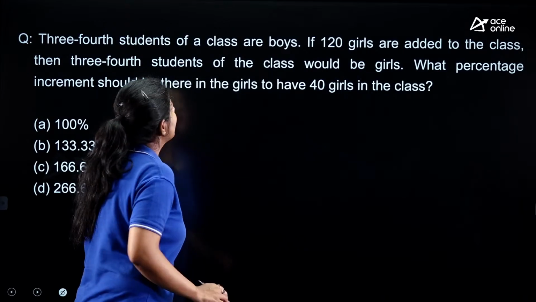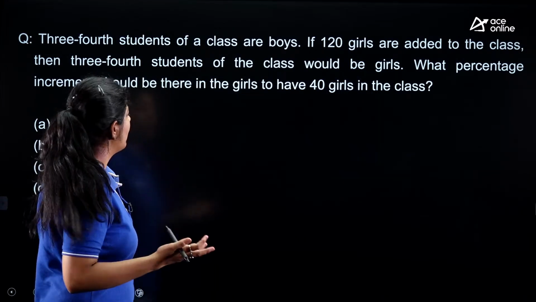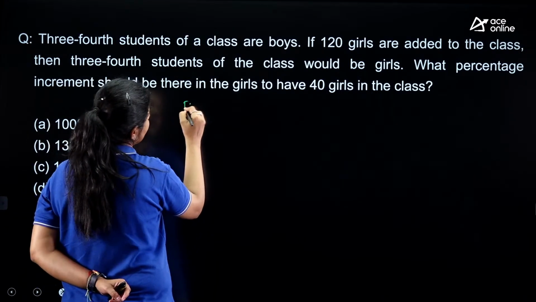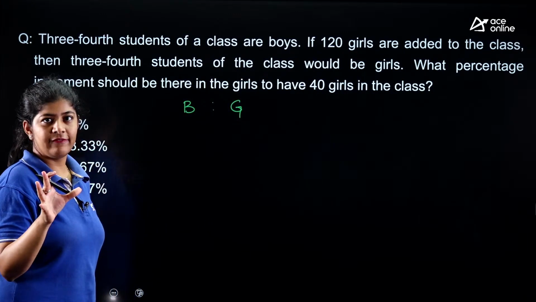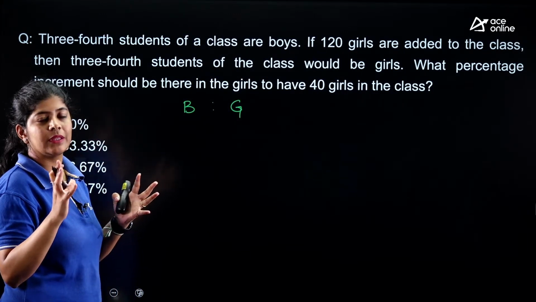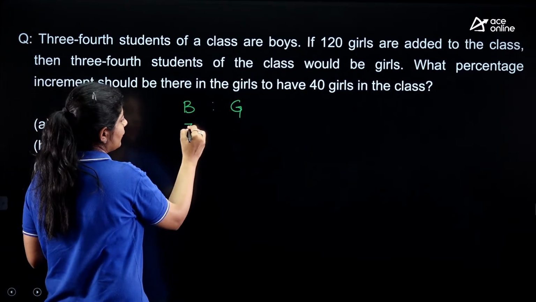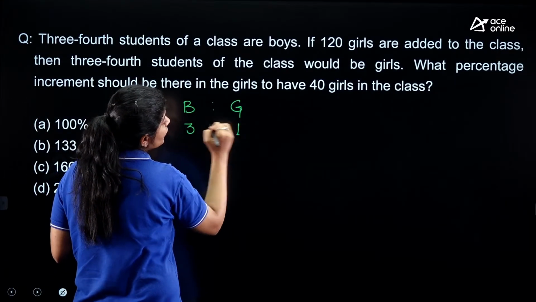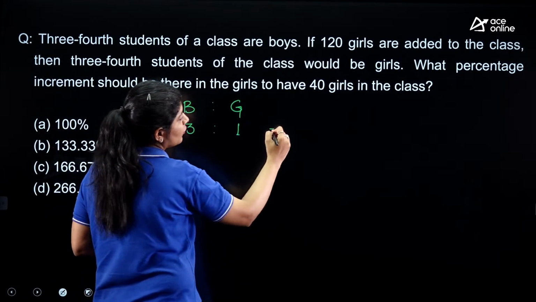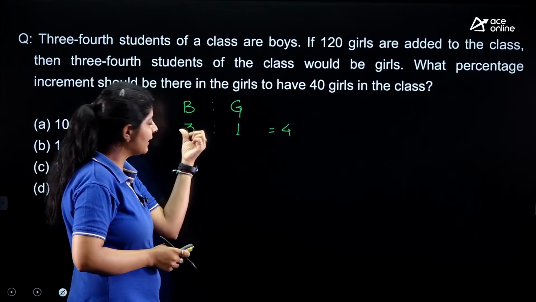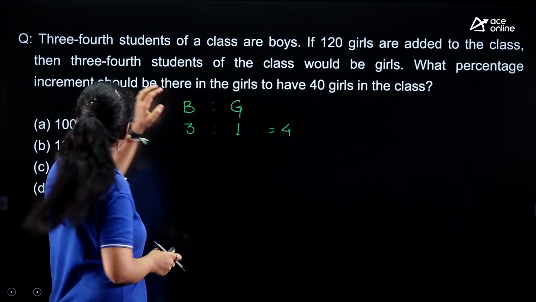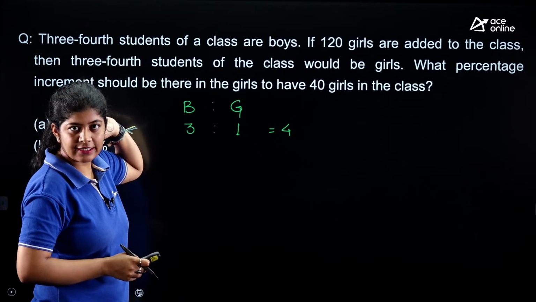So the question is saying that in a class there are boys and girls, right? So the question is saying that on the very initial level, the ratio in between the boys and girls is 3:1, sorry. If I am having total 4 students in the class, so out of these 4 students, 3 are boys and 1 is a girl. According to this statement, we can state that, right?